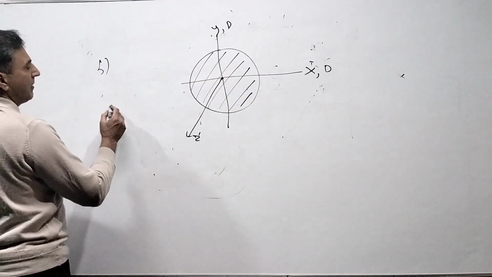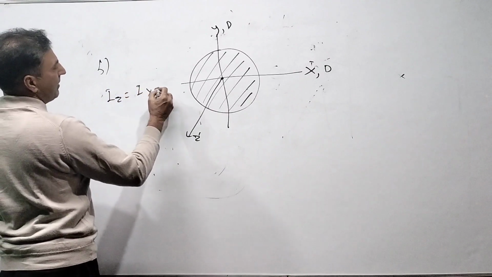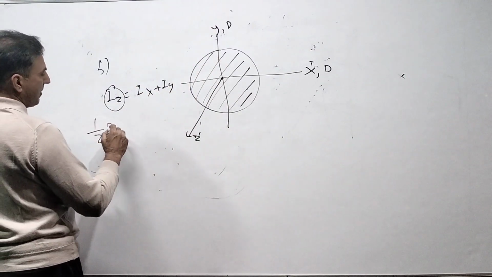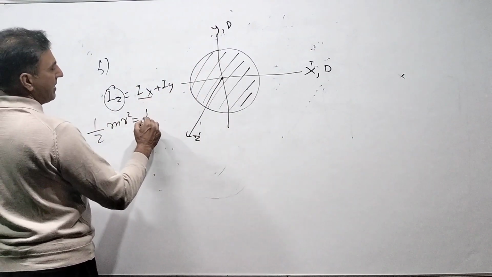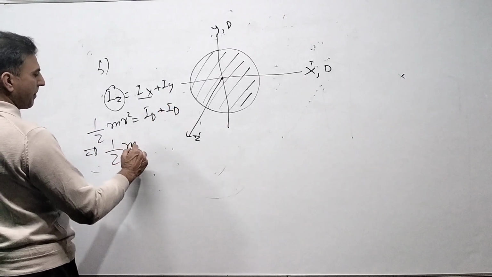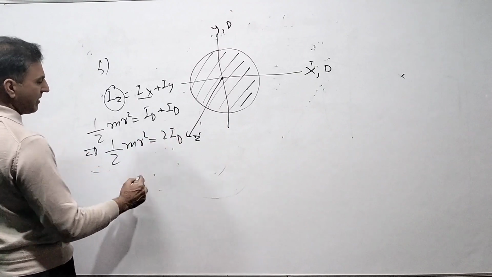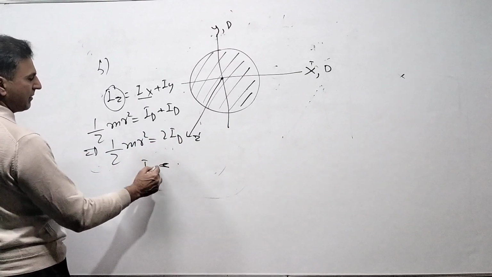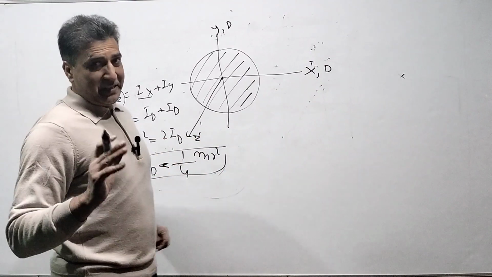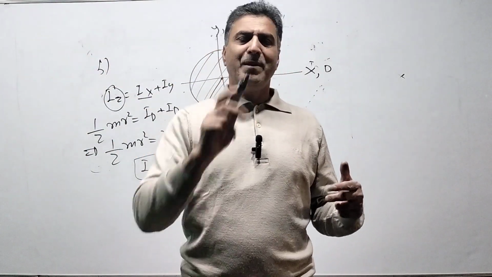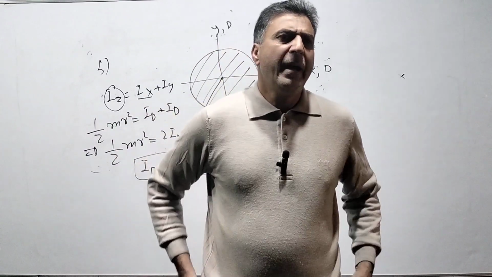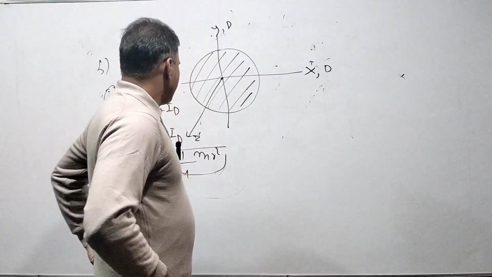Use the same rule. Iz is equal to Ix plus Iy. What is the moment of inertia about the z-axis? That is 1 by 2 mr square. And Ix plus Iy is Id plus Id, that is 2 times Id. So Id is 1 by 4 mr square. So the moment of inertia of a disk about a diameter axis, any line passing through the center of mass in the plane of the disk, is 1 by 4 mr square.